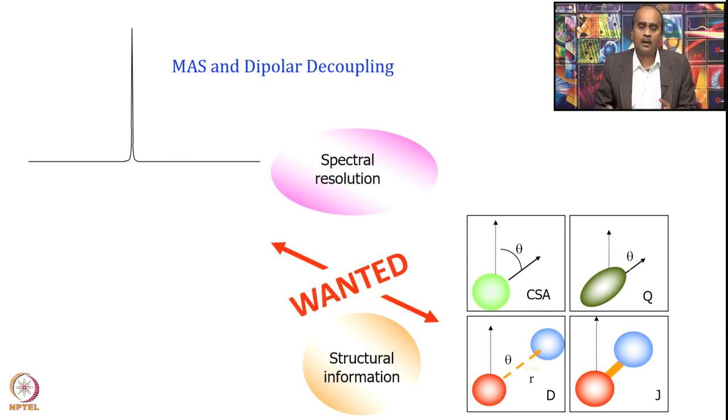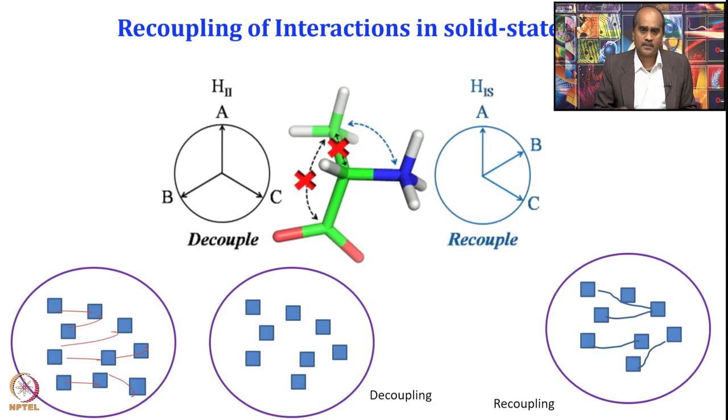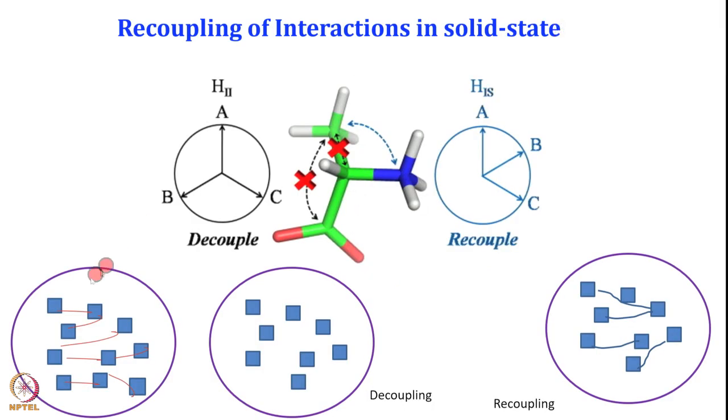This is something called you have a cake and eat it. So, we want to have a cake and eat it too. For doing that, we need to do some more tricks. Decoupling is not enough, MAS is not enough. We have to do something called recoupling. We have to recouple so that the lost important interactions are brought back. So, that is what we do.